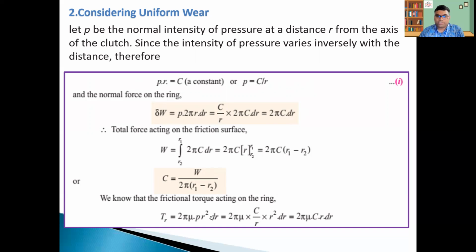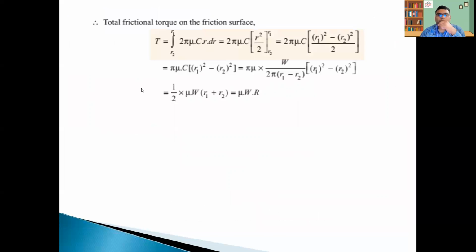So we already know the frictional torque acting on the ring, which we calculated in the previous slide. This is 2 pi mu P R squared dr. Then again we have to put the value of P as C by R. So C appears in this equation, and R is cancelled. The new form is 2 pi mu C R dr. Again we have to do the same step and integrate from R2 to R1. Once you have integrated, one R is already cancelled here, so it becomes like this when you put in both limits.